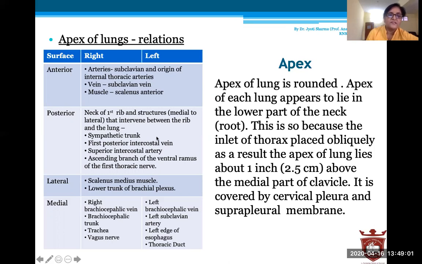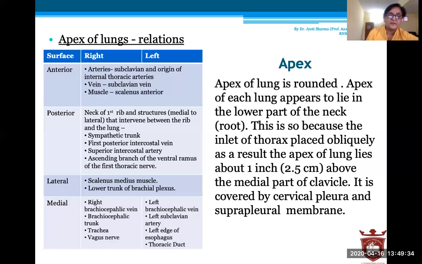Now we see the posterior relations. The posterior relations are also same in right and left apex of lung. Neck of the first rib and structures that intervene between the rib and the lung: they are sympathetic trunk, first posterior intercostal vein, superior intercostal artery, ascending branch of the ventral ramus of the first thoracic nerve. Now we see the lateral relations, they are also same in the right and left: scalenus medius muscle and lower trunk of the brachial plexus.